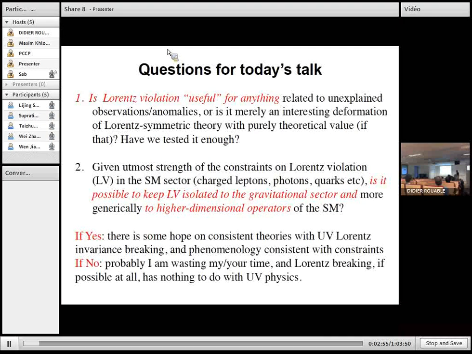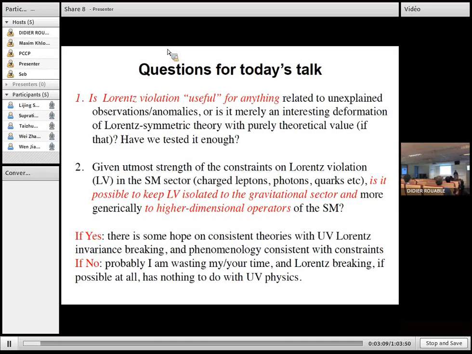I'm going to start talking now about the two questions I'd like to address. Is Lorentz violation useful for anything? Why do we need it? Why do we need to bother ourselves with these ideas? And given the utmost strength of the constraints on Lorentz violation in the standard model sector, is it possible to keep Lorentz violation isolated to the gravitational sector, or more generically to high dimensional operators? If that's not possible, then for me the problem loses some interest.